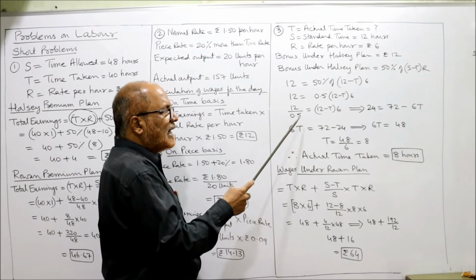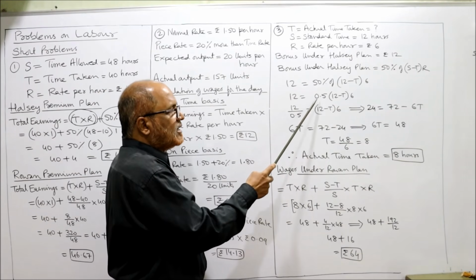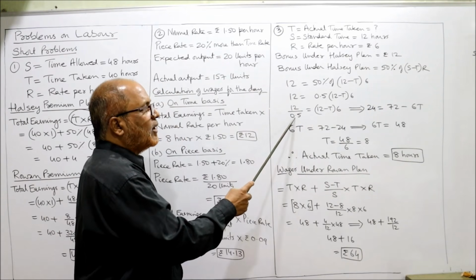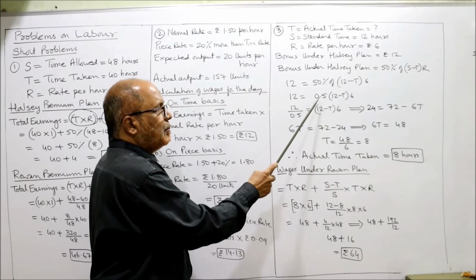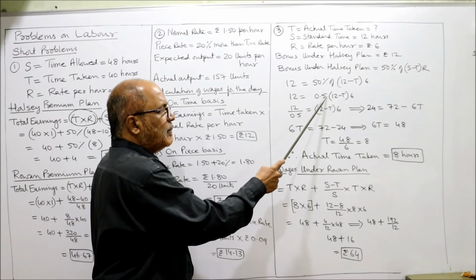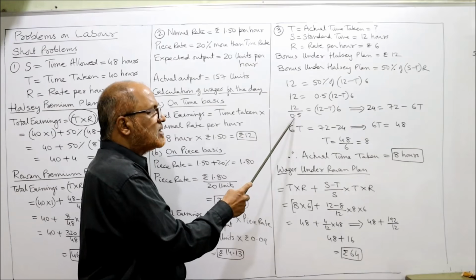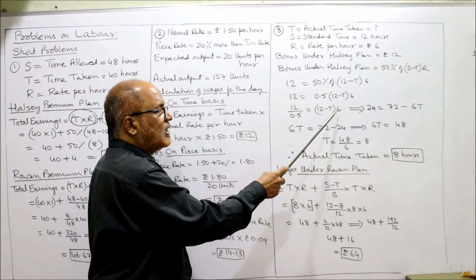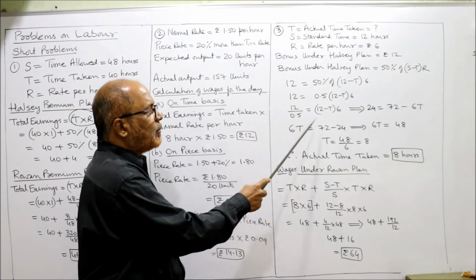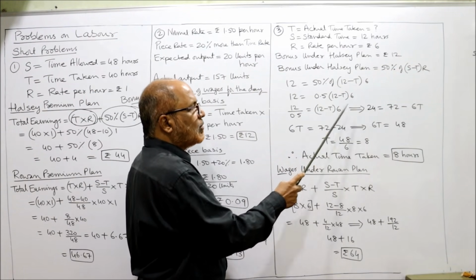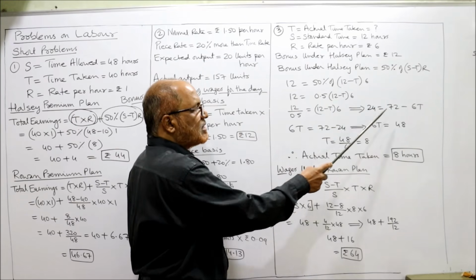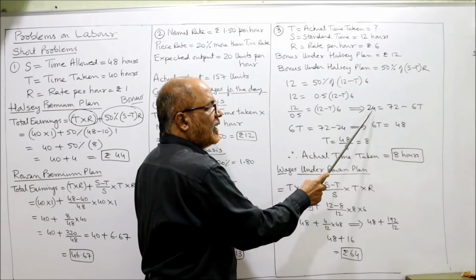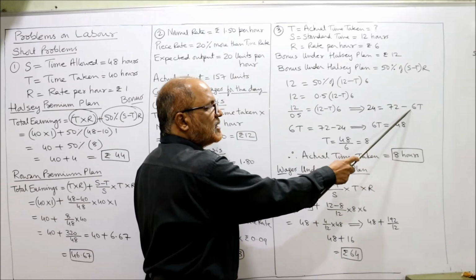Bring this 0.5 to LHS. It is on RHS. So bring 0.5 to LHS, it will be 12 divided by 0.5, because between this 0.5 and bracket there is multiplication. If you take it to the LHS, it will be division. So 12 divided by 0.5 is equal to 12 minus T into 6. So 12 divided by 0.5, you get 24, is equal to 6 into 12, 72, 6 into T, 60. So 24 is equal to 72 minus 60.